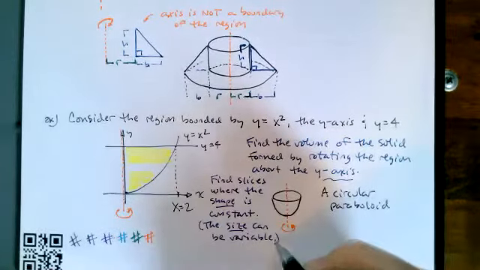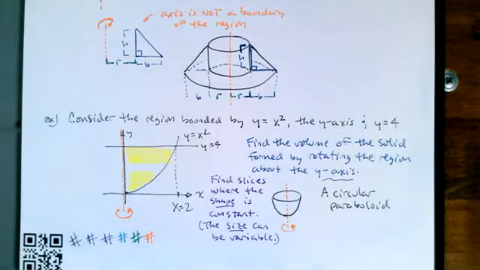The size can be variable, but the shape needs to be constant. So looking at this circular paraboloid, if we slice it vertically, we'll have a bunch of parabolas. If we slice it horizontally, we'll have a bunch of circles. Gives us a few choices. And as we've seen before, choices are trouble, because then we have to decide.